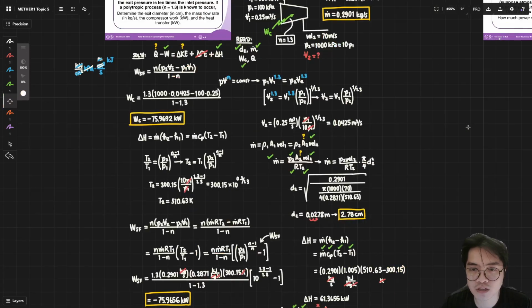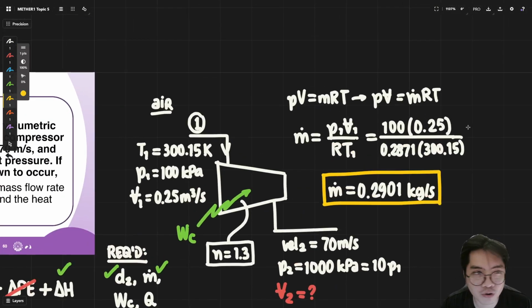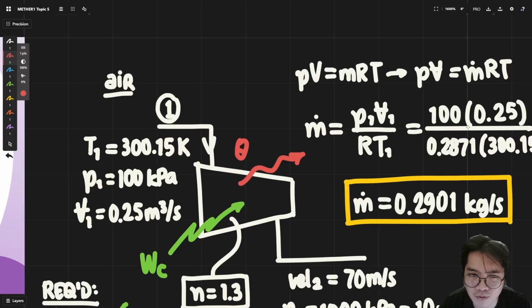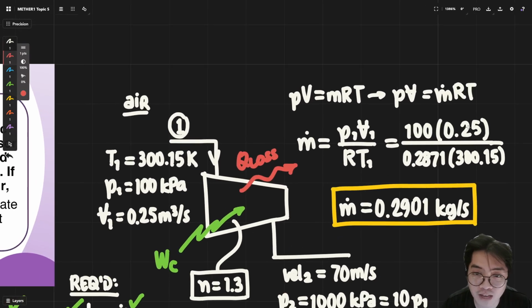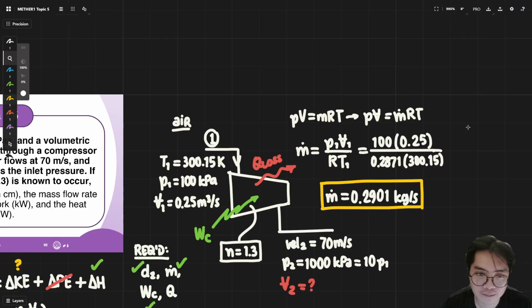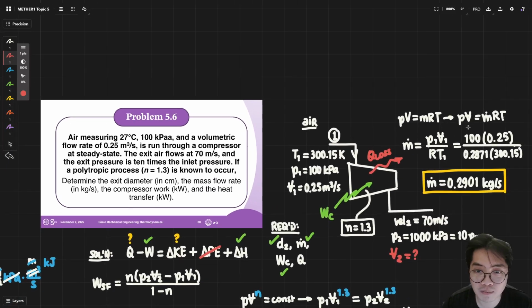So that means that your compressor is actually losing heat. A lot of things, if they're imperfect, will always lose heat. This is one important form of energy transfer, not stored energy. So there you go. That is your problem 6.